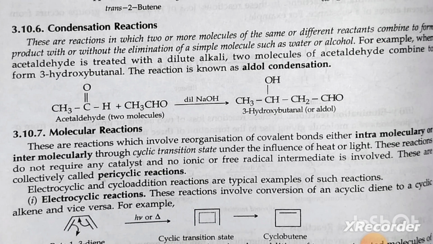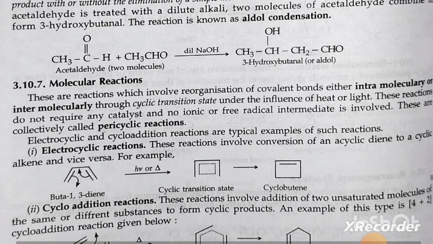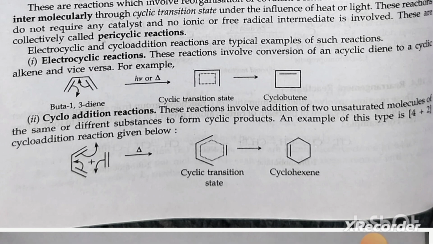First, electrocyclic reactions. These reactions involve conversion of an acyclic diene to a cyclic alkene and vice versa. For example, buta-1,3-diene in the presence of heat or light gives rise, through a cyclic transition state, to cyclobutene.